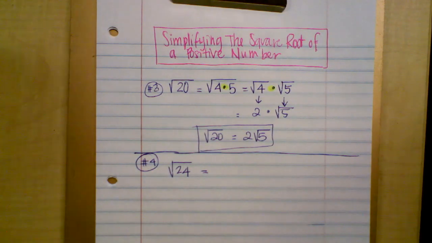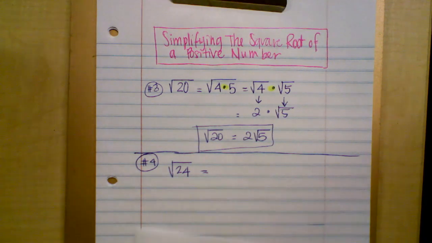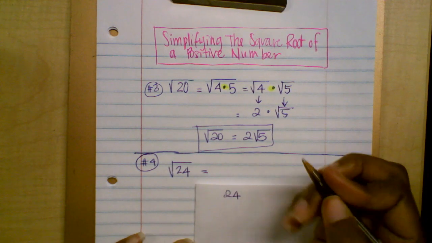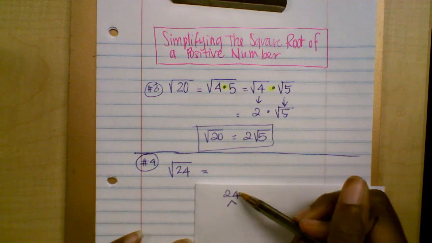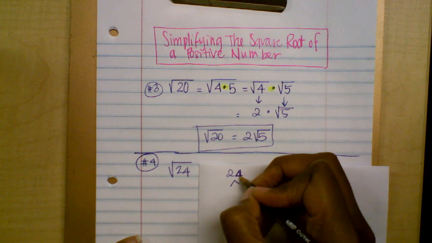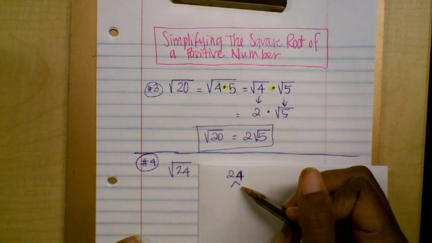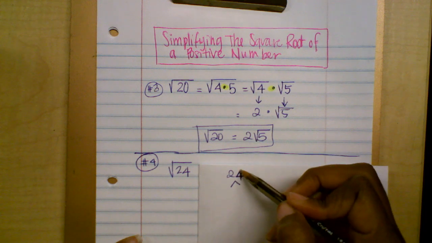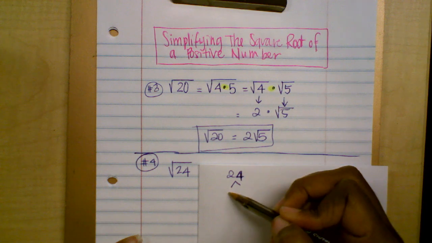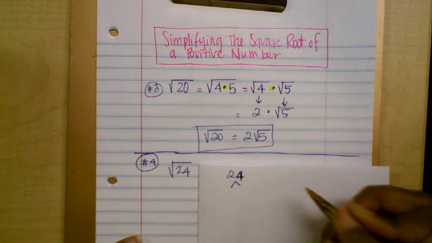So how do we simplify the square root of 24? You can find the factors of 24 first. I can do the same procedure as before. 24 is divisible by 2, because when a number is even, it is divisible by 2. I can use 2 here, but I can also use the number 3.